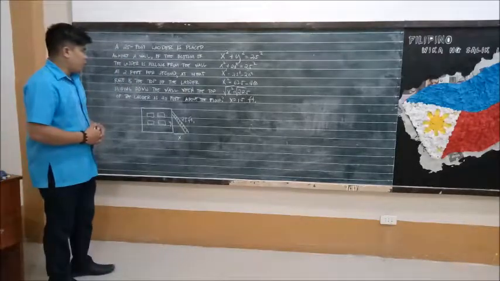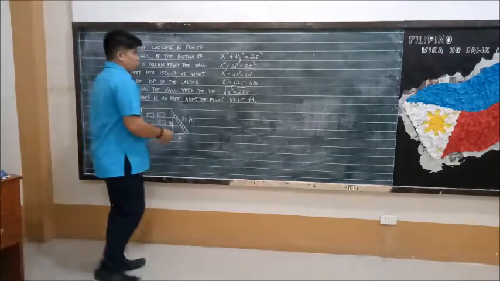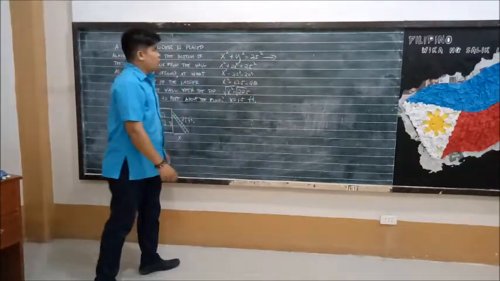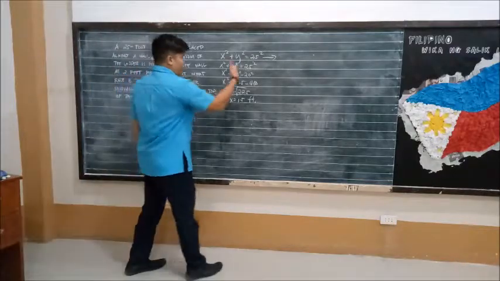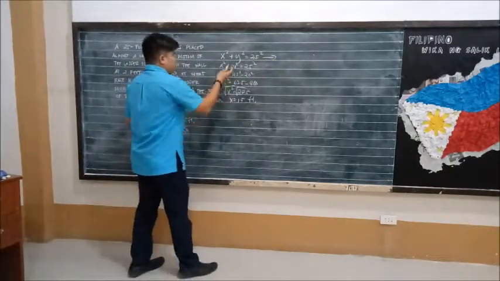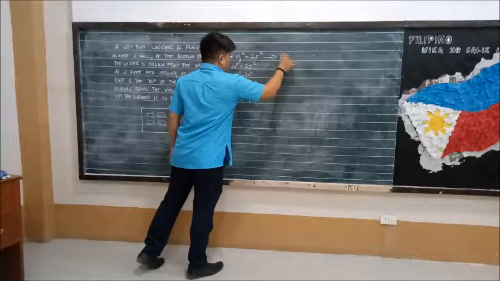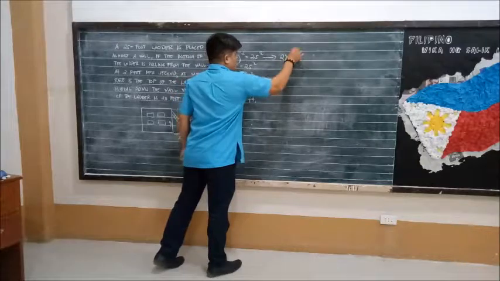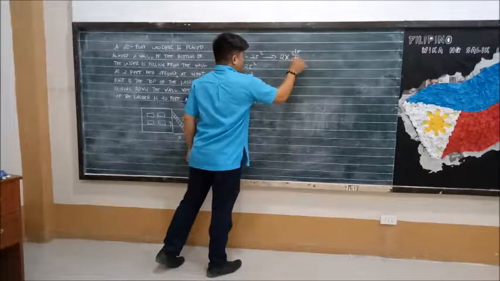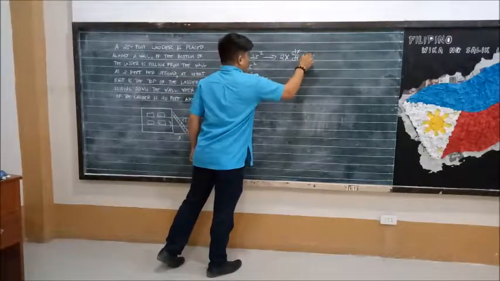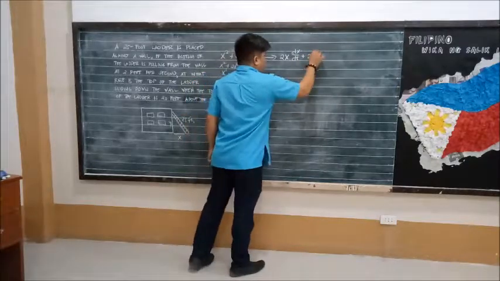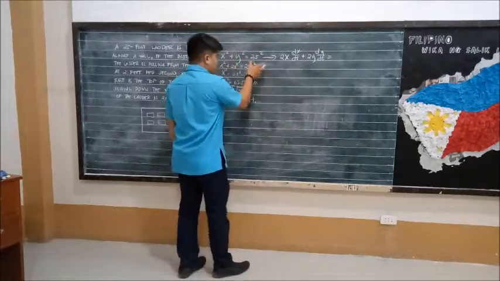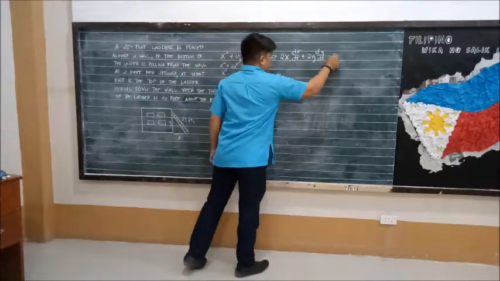Now we apply the derivative. So what is the derivative of x squared plus y squared equals 25 squared? The derivative of x squared is 2x, since we don't know the rate, so dx over dt, plus 2y dy over dt equals the derivative of a constant, which is 0.